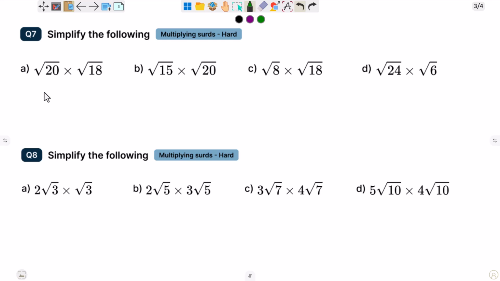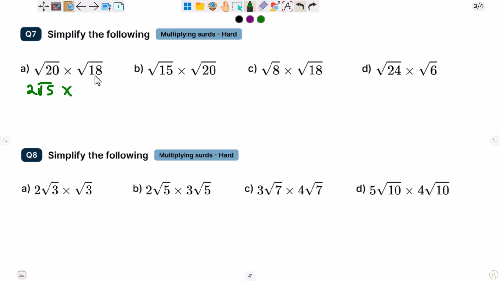You could say the square root of 20 is the same thing as 4 root 5. No, I don't think it's 4 root 5. I think it's definitely going to be 2 root 5. Okay.